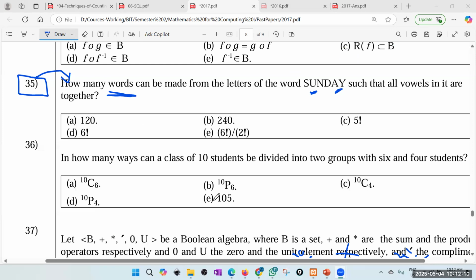Anyone got the answer? And I need the explanation, not just the answer. This is my logic. So I don't need the answer, I need the explanation also.